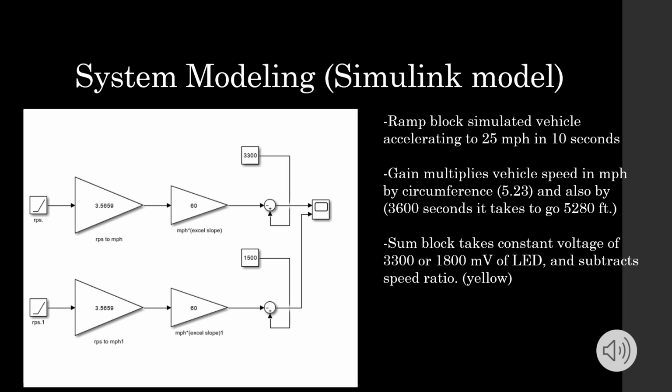This value gets subtracted from the 3300 millivolts that the LED uses at full power, meaning that as the speed increases, the millivolts into the LED decreases. On the bottom, I did a second simulation with 1500 millivolts, which is the range that the LEDs can use.